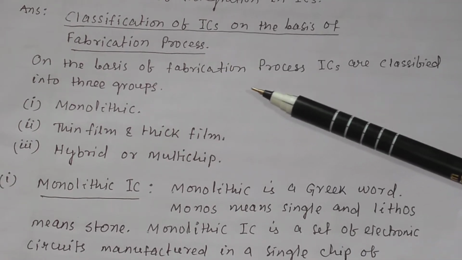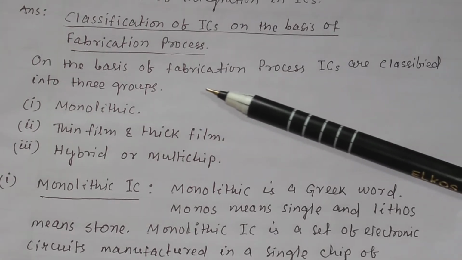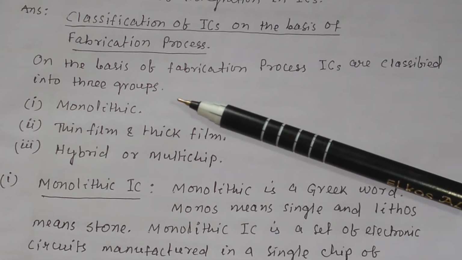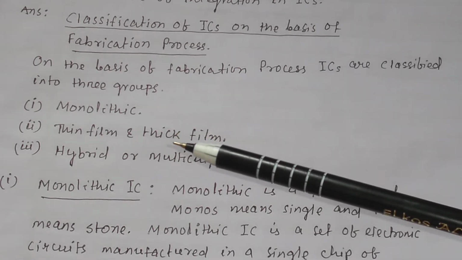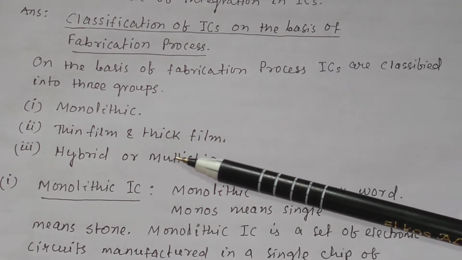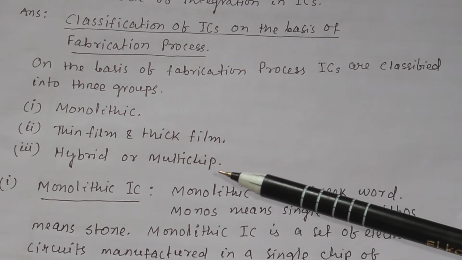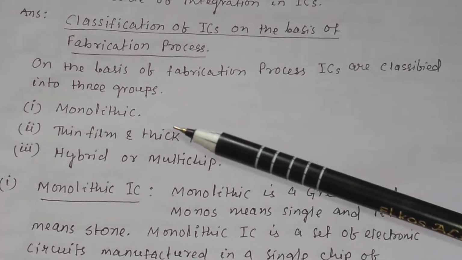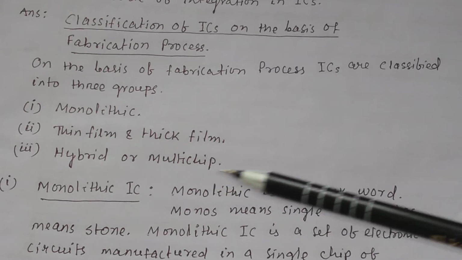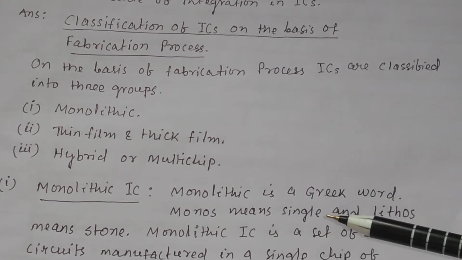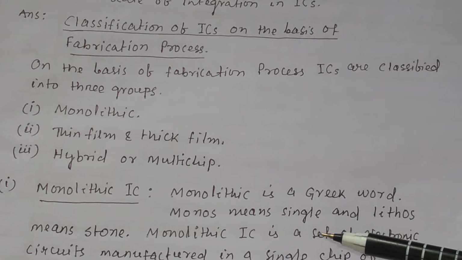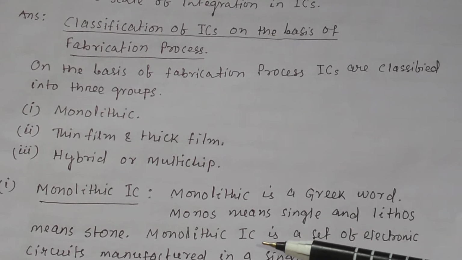On the basis of fabrication process, ICs are classified into three categories. Number one is monolithic, number two is thin film and thick film, and number three is the hybrid or multi-chip. First, let us discuss monolithic IC. Monolithic is a Greek word. Monos means single and lithos means stone.